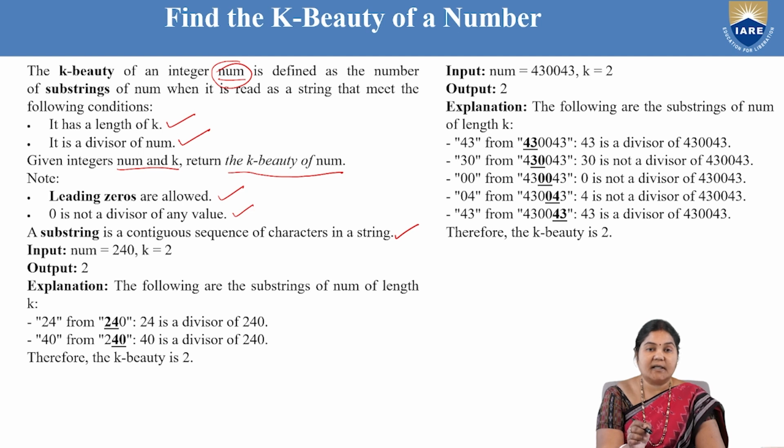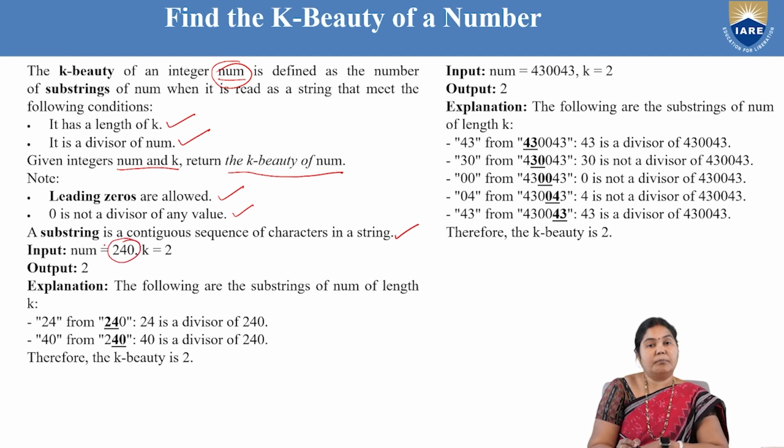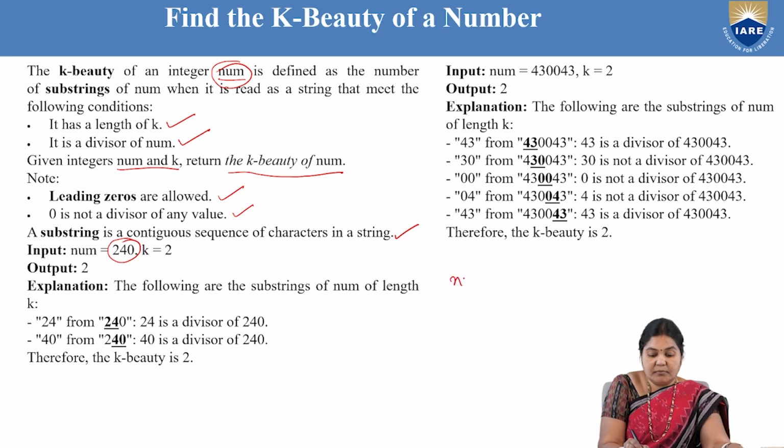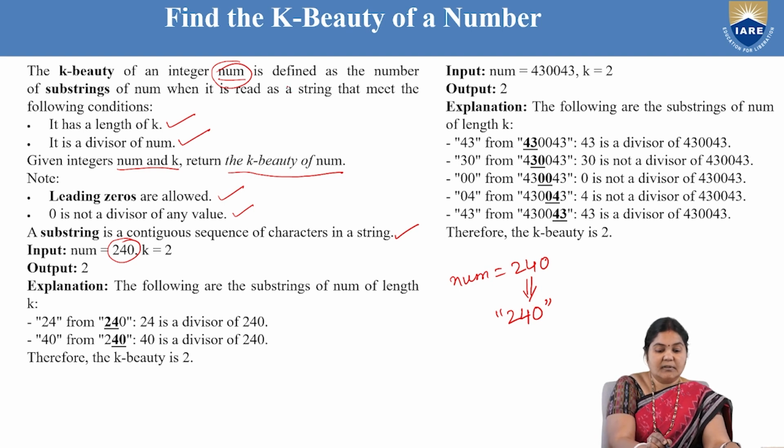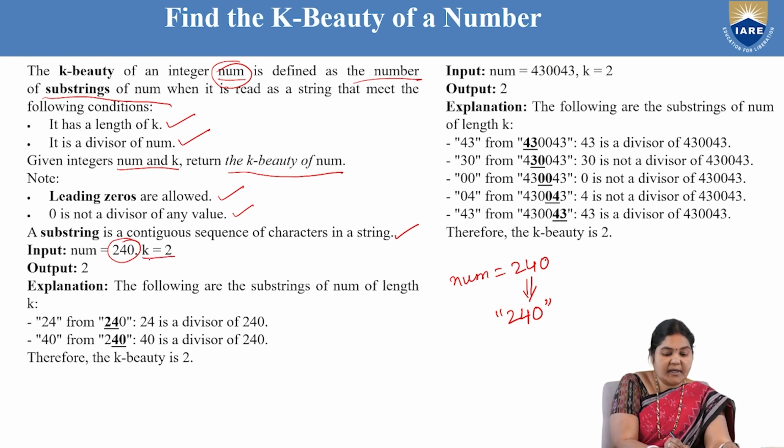Now, let us understand the test cases first. The input is given as the number 240. We will convert this number into the string 240. It is given in the question that the k-beauty is defined as the number of substrings of num, so if you want to find the substrings of the original number, you first have to convert the number into a string. The value of k is given as 2.